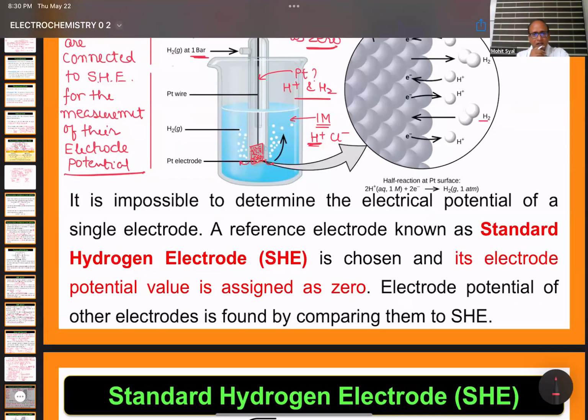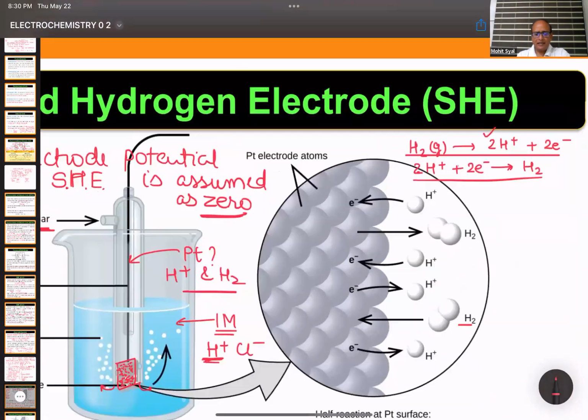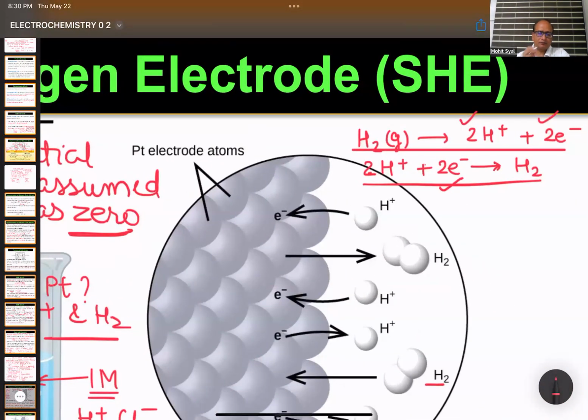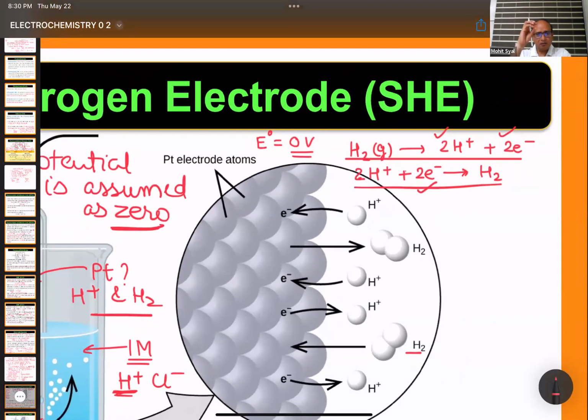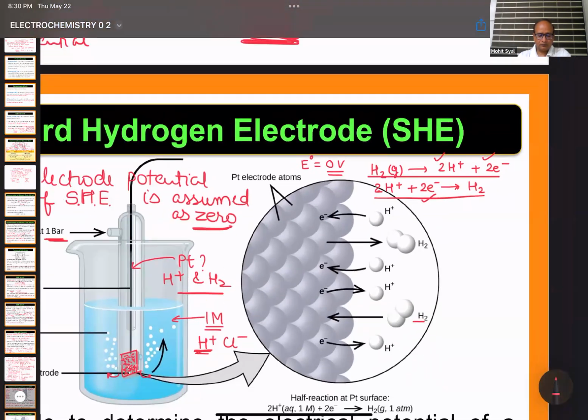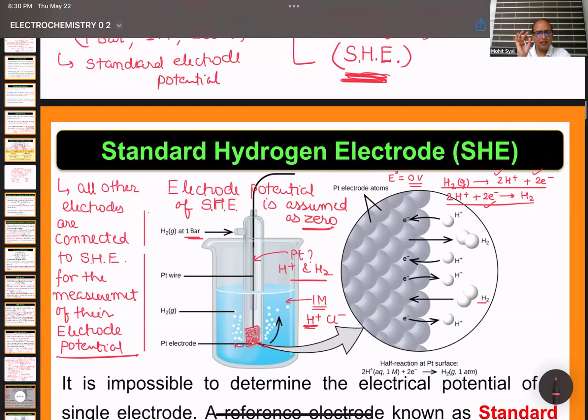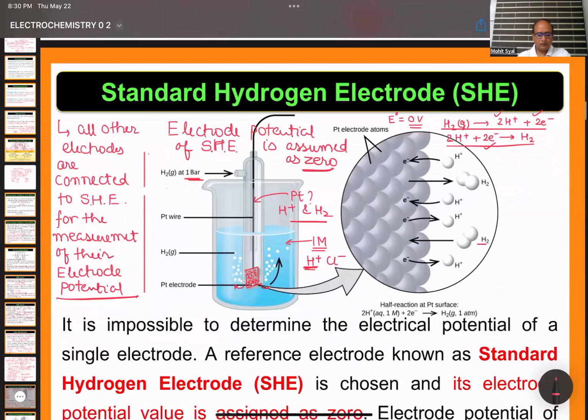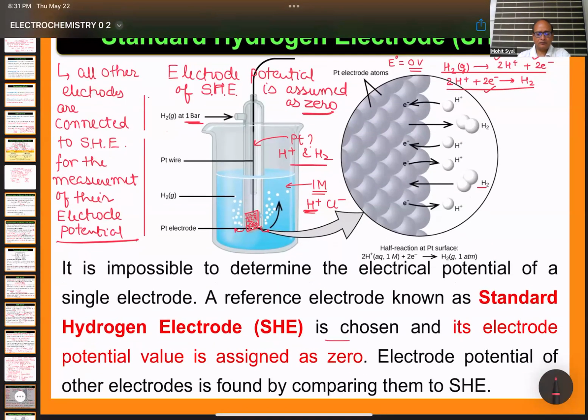So this is the standard hydrogen electrode. It can accept electrons in this manner. It can lose electrons. Its electrode potential is taken to be 0 volt. It has hydrogen gas passed through HCl solution. Its electrode potential is assumed to be 0. It is chosen as a reference electrode to compare the electrode potential of all the other electrodes.